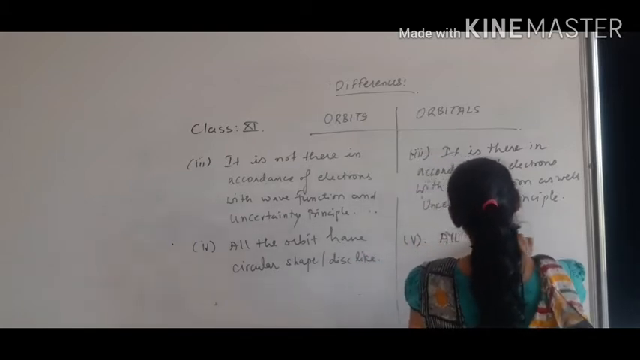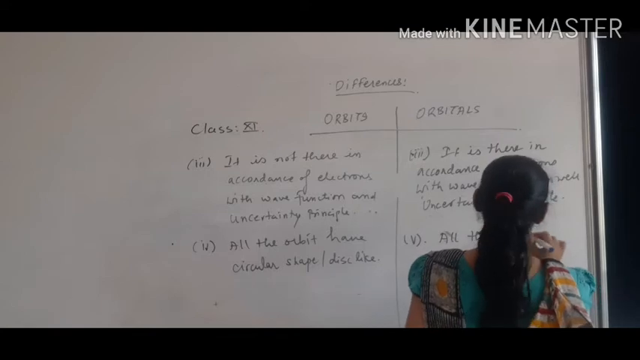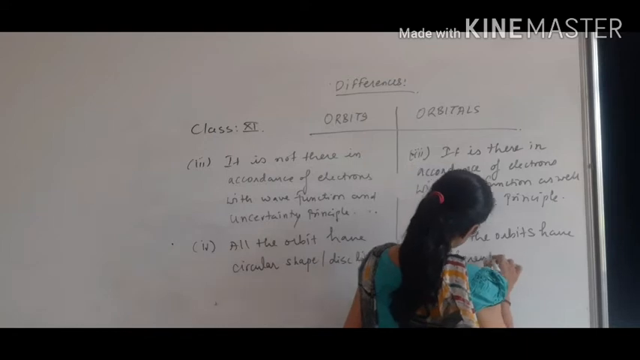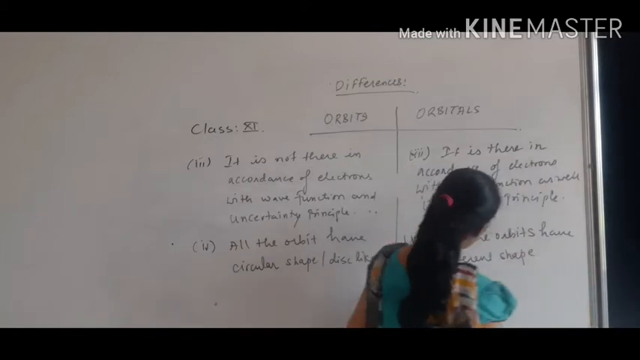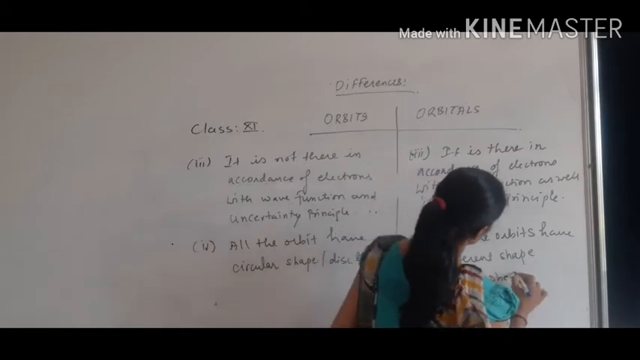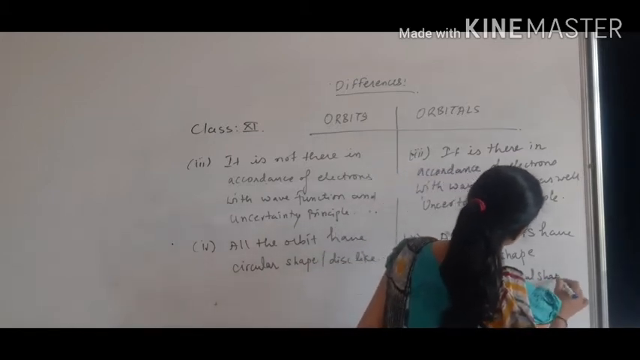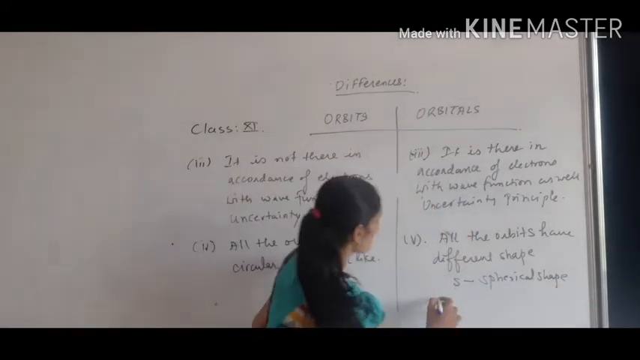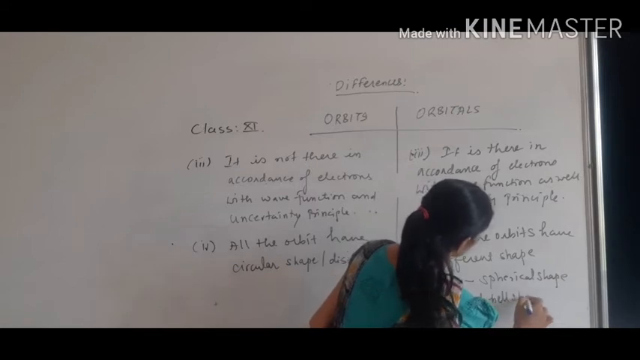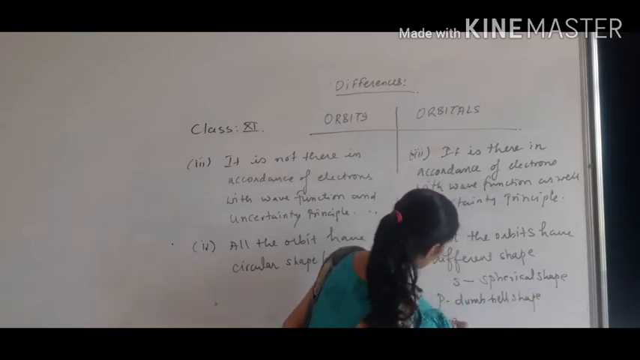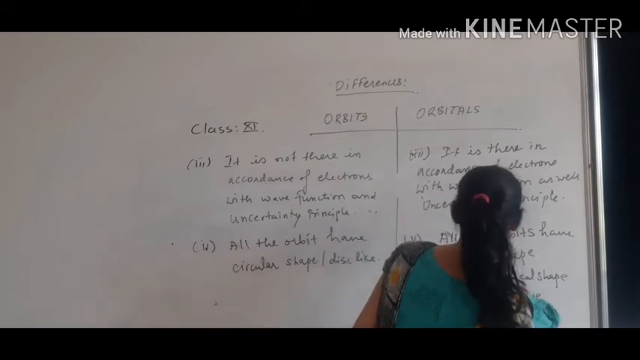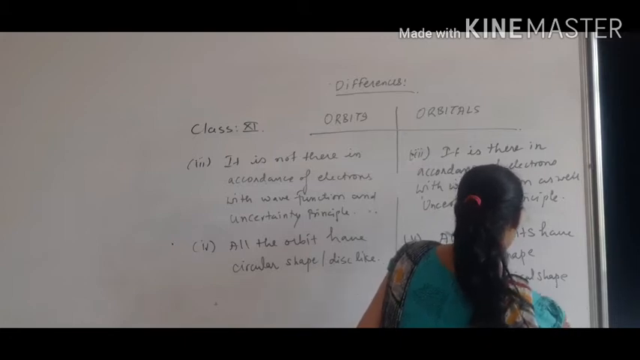Here, all the orbitals have different shapes, where s has a spherical shape, p has a dumbbell shape, and d has a double dumbbell shape. So that is all about the shape.